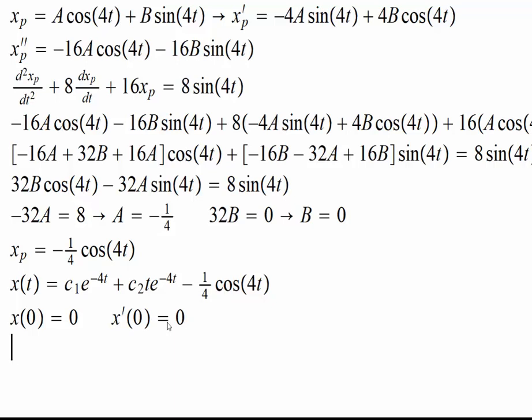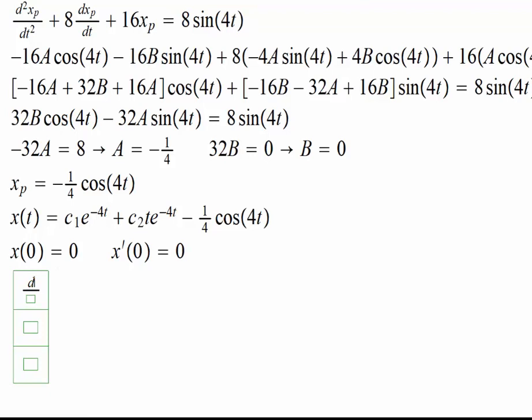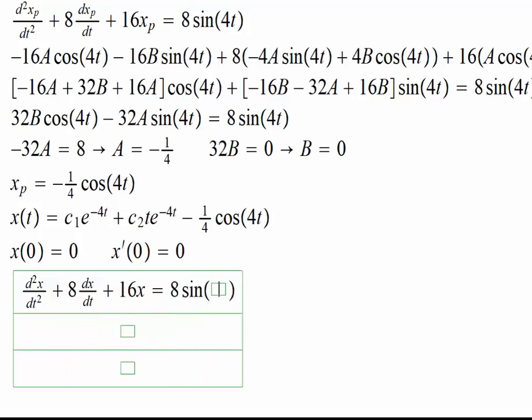Go ahead and determine C1 and C2, and forgive me, it is getting too late for me for certain things, so I'm just going to use the computer to get the values of C1 and C2, but it wouldn't take you too long to get those two values. So let me use this particular package to obtain the solution for you. So our differential equation is d2x dt square plus 8 dx dt plus 16x equals 8 sine 4t, and these are our initial conditions.